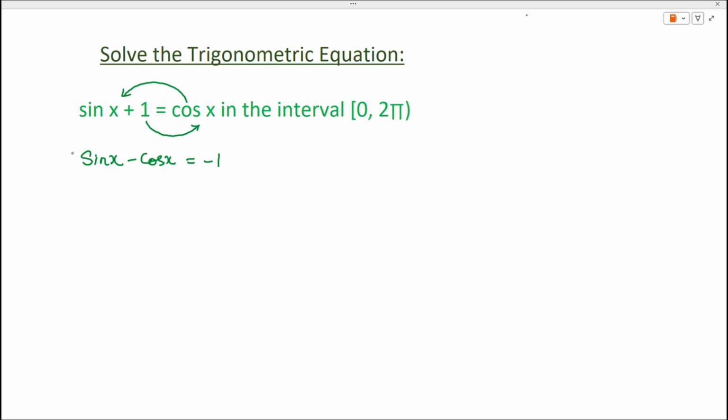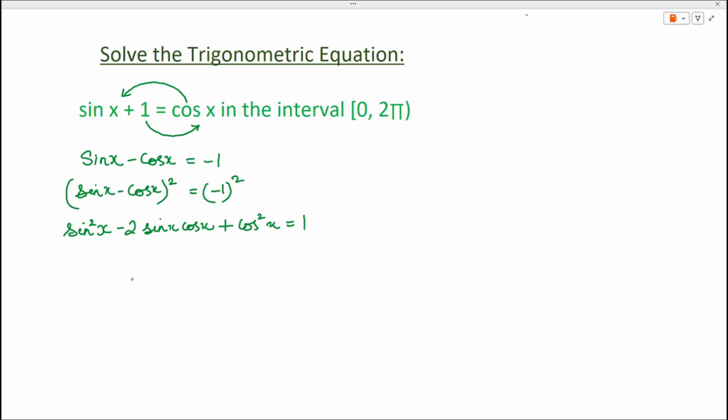Now let us square both sides. So squaring both sides will give us (sin x minus cos x) whole squared is equal to the square of -1. Now this is (a minus b) whole squared, which should give you a squared, sin squared x, minus 2ab, so 2 sin x cos x, plus b squared, so plus cos squared x, and this is equal to the square of -1, which is 1.